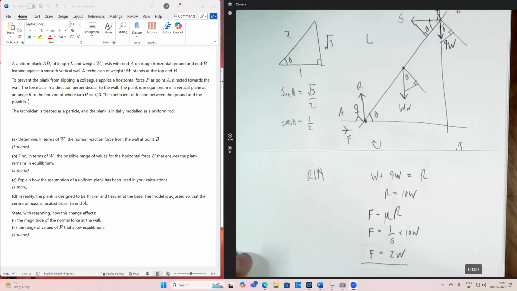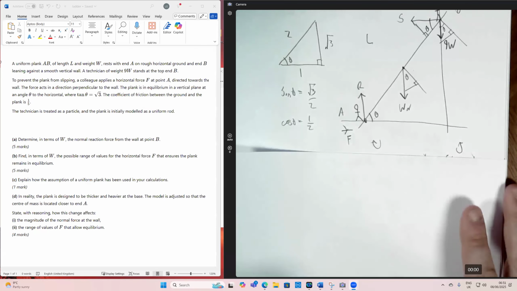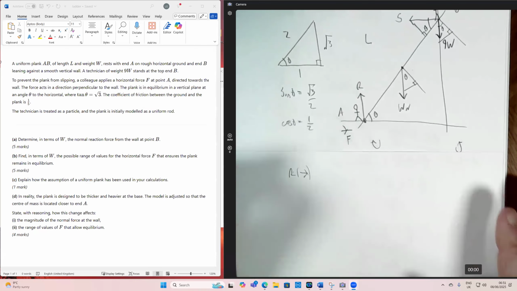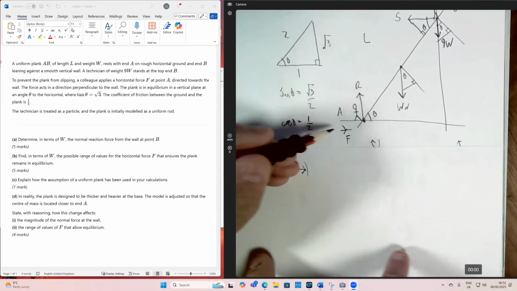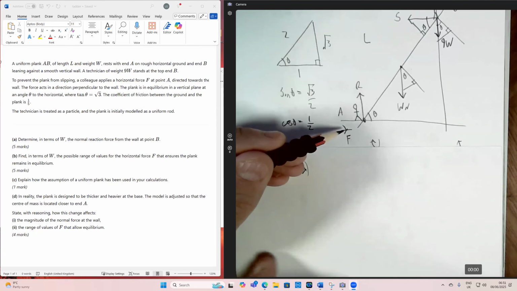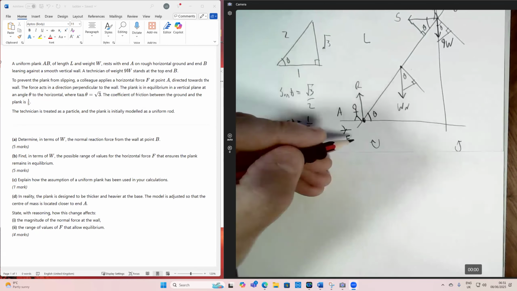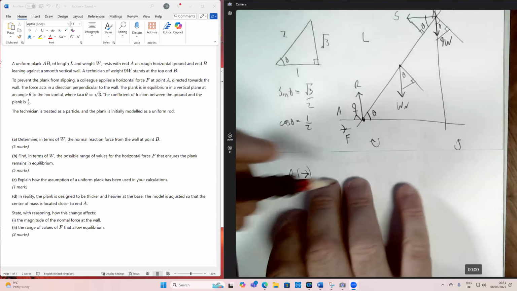Okay, perfect. Right, so we've now resolved vertically to find R, and as a result of finding R, in turn, we've now found F. So it's now time to resolve horizontally. So let's now resolve horizontally and see what we get. So when I resolve horizontally, we have got, now this is a good point. So let's think about what's going on here. I've called that force there F. Actually, I'm going to call it something different. Let's call it P.